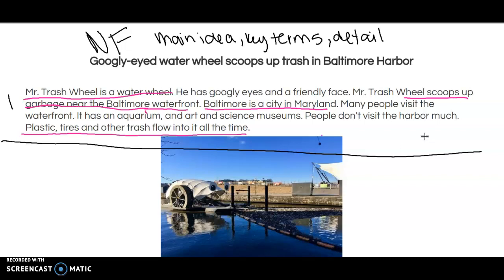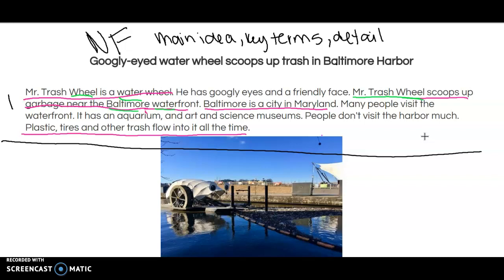And mostly this is about who Mr. Trash Wheel is. So now what we're going to do is we are going to underline the key terms. So these are words that are repeated more than twice. So when we read them, we have wheel, water, Mr. Trash Wheel. Let's see.